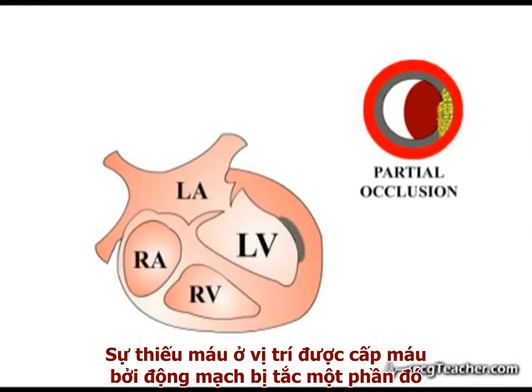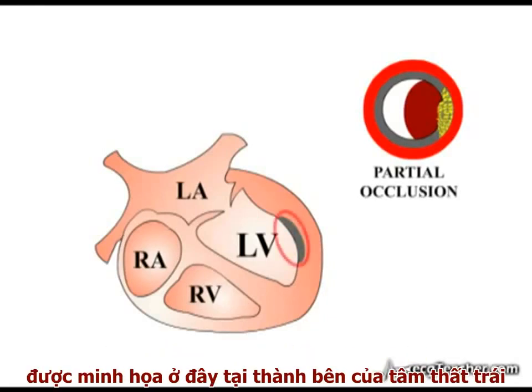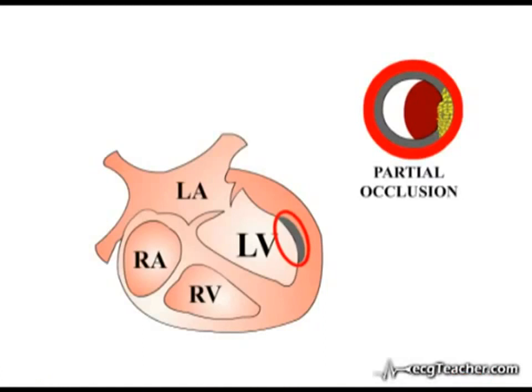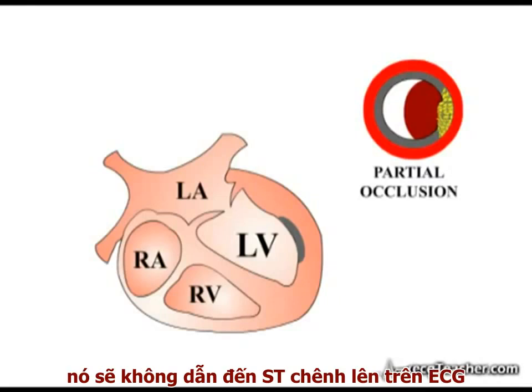Ischemia in the area supplied by the partially occluded vessel, illustrated here in the lateral wall of the left ventricle, is primarily targeted on the subendocardial aspect of the affected region. In the great majority of these cases, this does not result in ST segment elevation on the ECG.